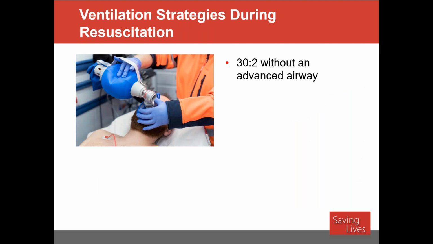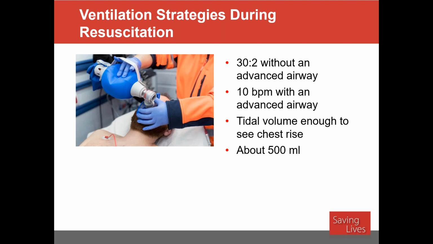So, ventilation strategies during resuscitation. The current recommendations say 30 to 2 if you don't have an advanced airway, or if you have an advanced airway, 10 breaths per minute, with tidal volume enough to see chest rise. The only thing I can do is laugh about this. Give me a break. In a code, you can't tell if you've got chest rise or not, but they say about 500 cc tidal volume. That depends, right? I'm 5'2". 500 cc is probably too much for someone like me, whereas if I'm 6'2", maybe that's adequate, or maybe that's not enough. So just don't overventilate patients' lungs.